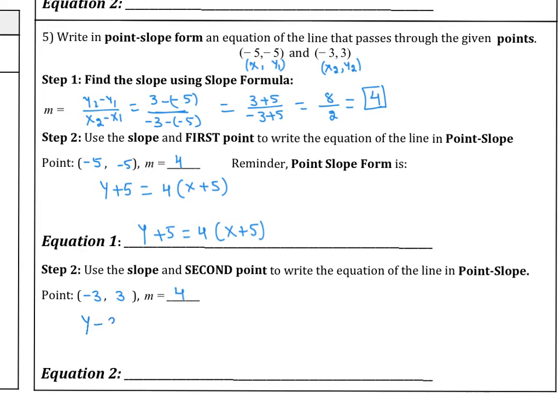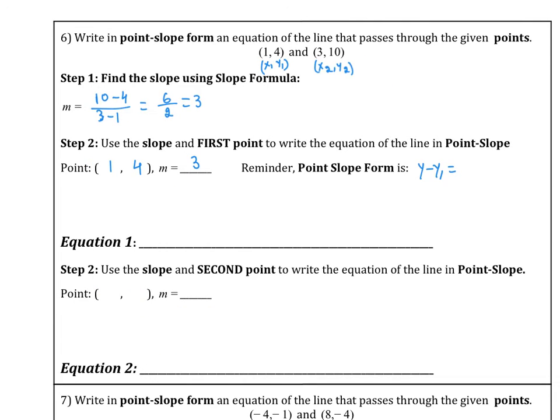y minus y1 equals 4 times x minus x1. If it's a negative sign, you're going to choose the opposite sign. So the second equation would be y minus 3 equals 4 times x plus 3.